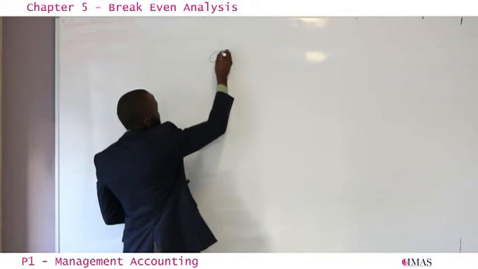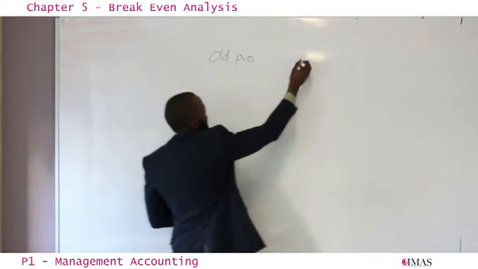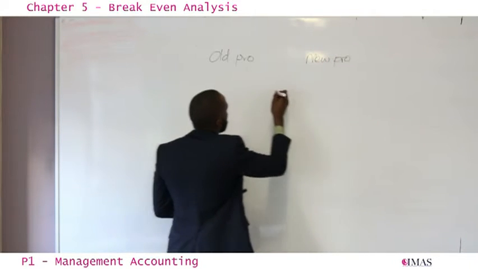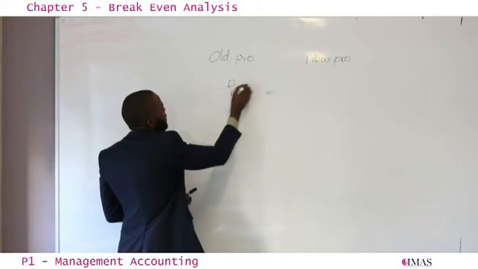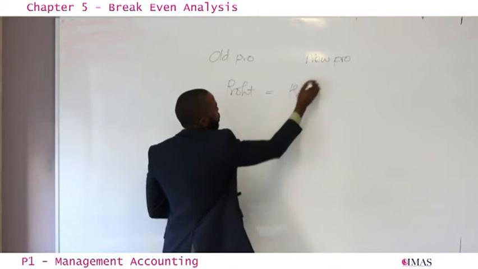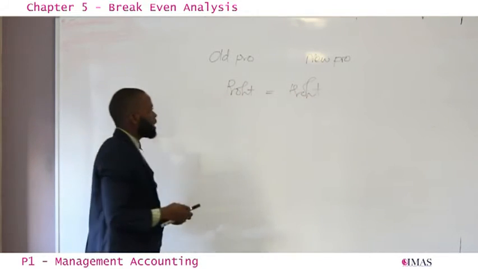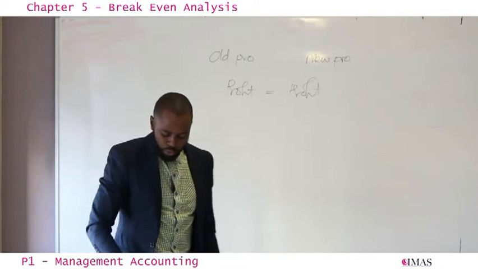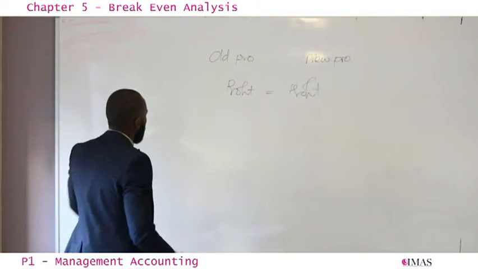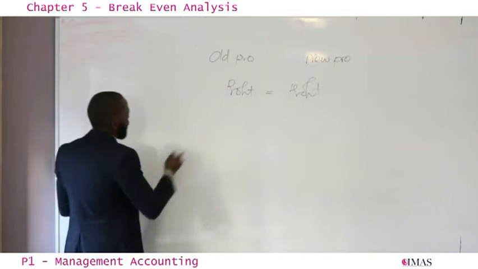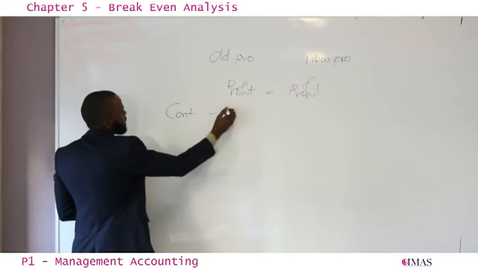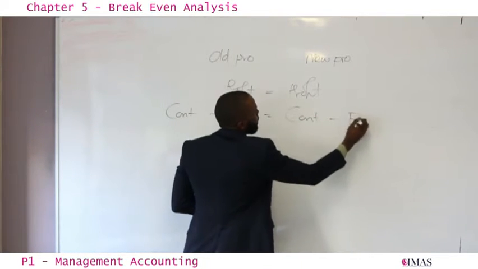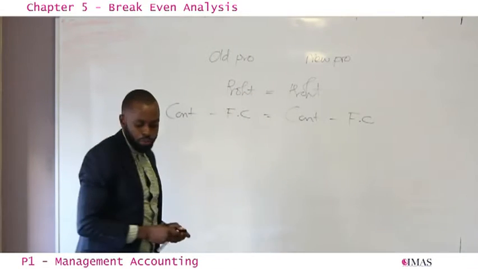So here we have to first put this down in words. We have an old production method and a new production method. We want to look at a situation where profit is the same under both methods. So, at what level of sales would annual profit be the same? To get to our profit, we take contribution less our fixed cost. That's how we get to the profit.